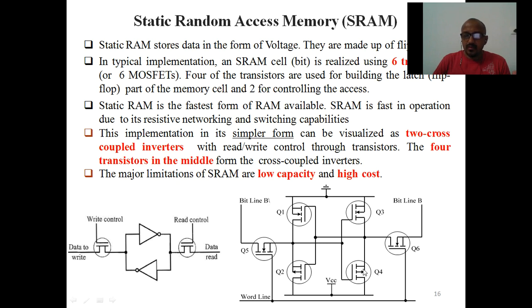If you want to store a 1, you apply 1 on bit line B, and B bar obviously is 0. The word line we have to make high so the data can be stored. When the word line is 1, the Q5 and Q6 transistors turn on, and the data you applied on the B line gets stored. Similarly you can access the data. The major limitation of SRAM is low capacity and high cost. Why low capacity? Because in a specified square millimeter of area we can accommodate very few memory cells.